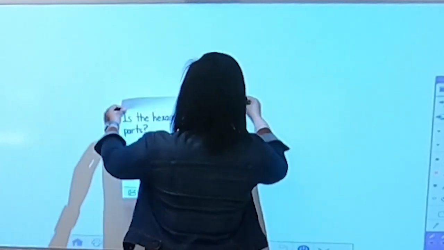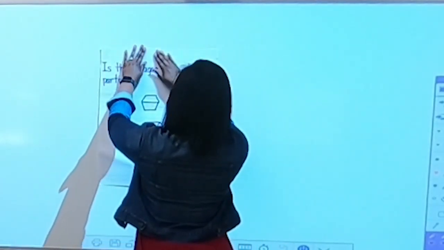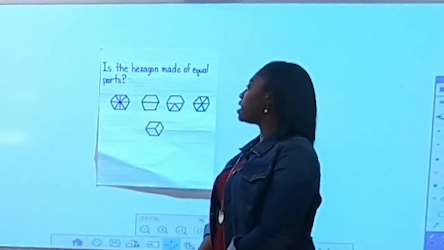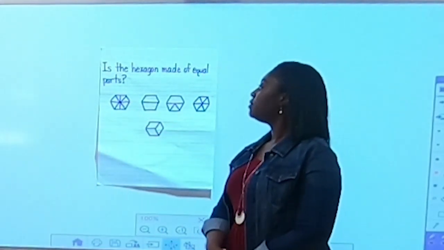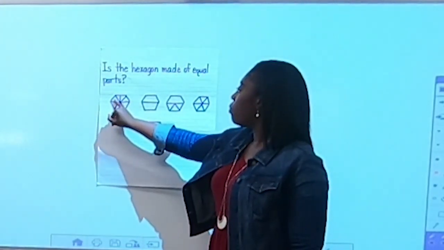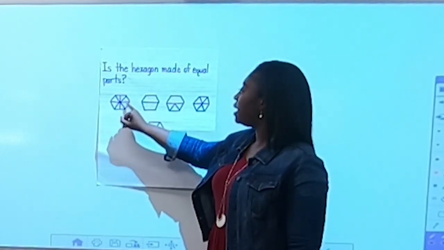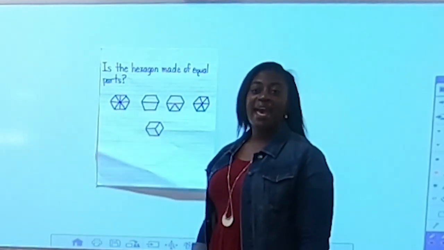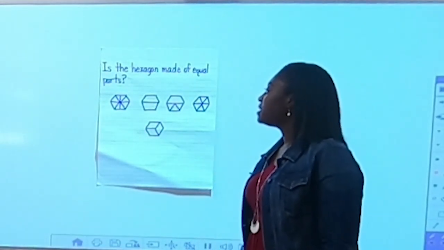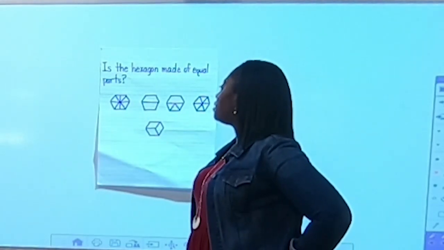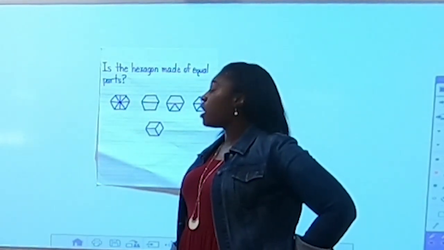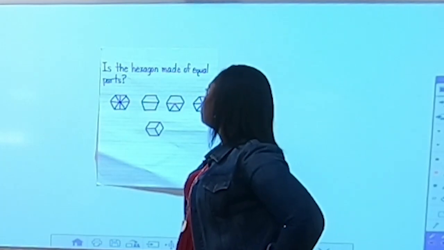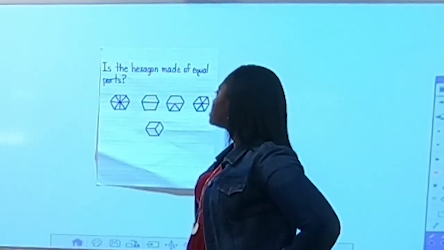Now, let's look at that hexagon. Now that we've looked at shapes that have equal parts, is the hexagon here made of equal parts? Well, look at this hexagon. Let's count those parts. 1, 2, 3, 4, 5, 6, 7, 8. Looking at that hexagon, some parts are larger than the others. So, we can determine that this shape did not have equal parts. It was not made of equal parts.